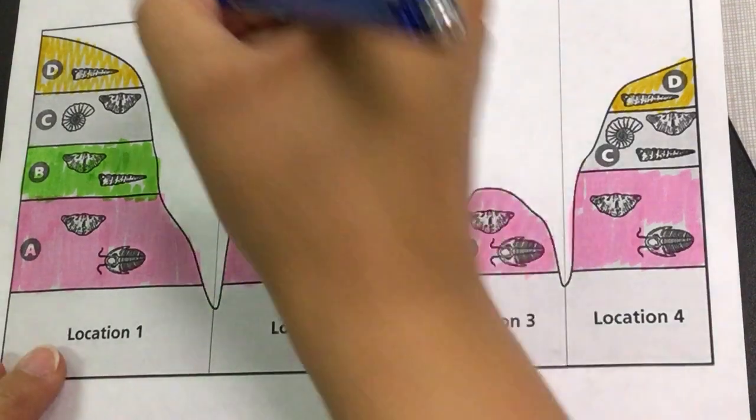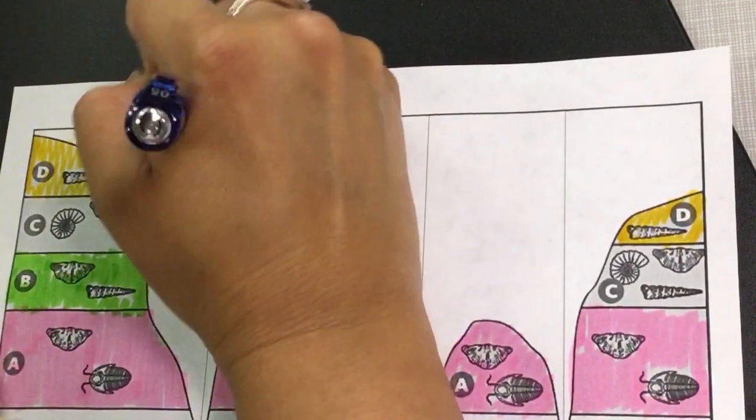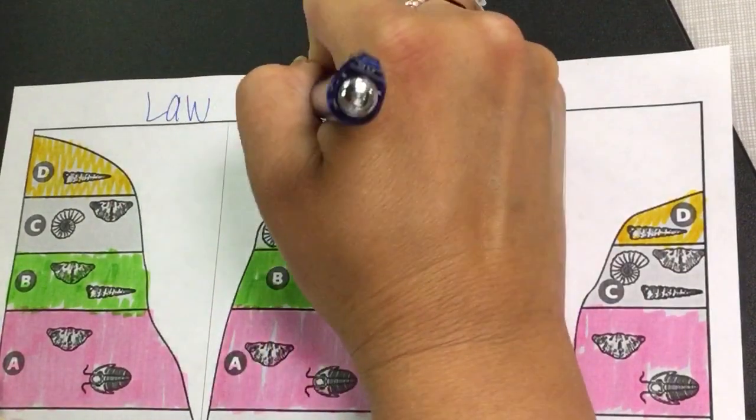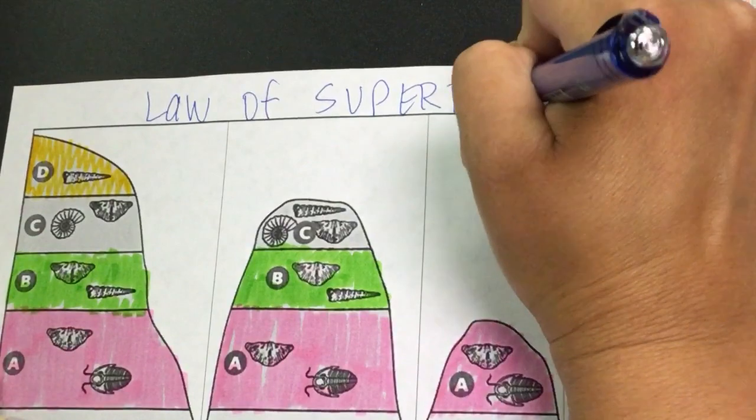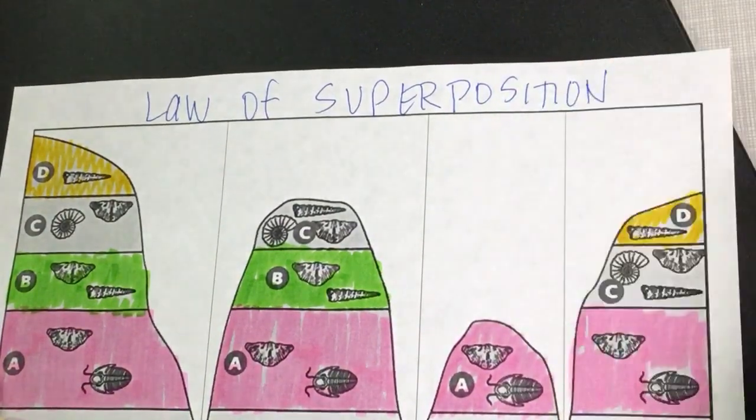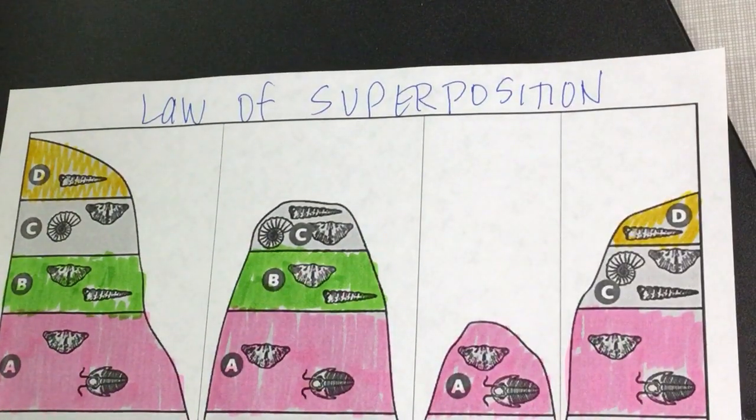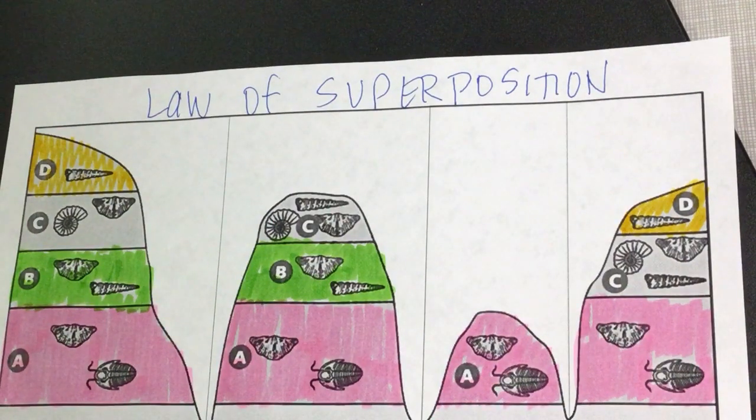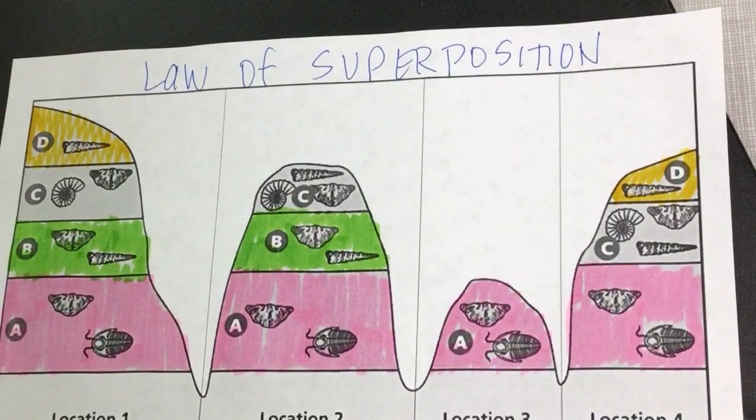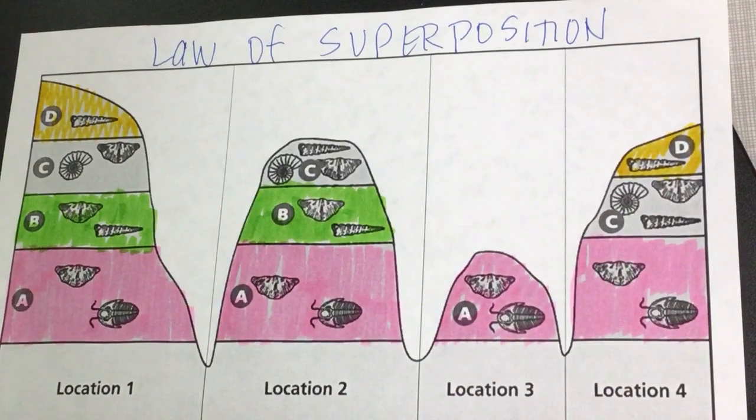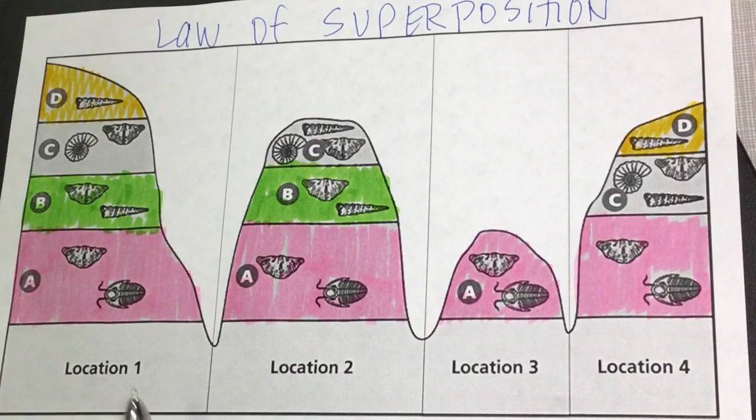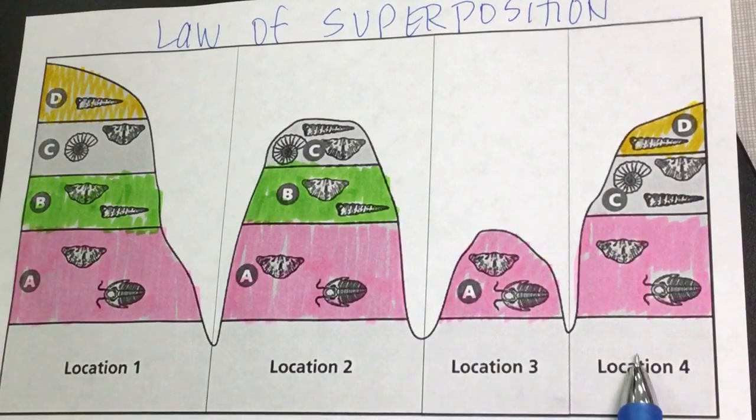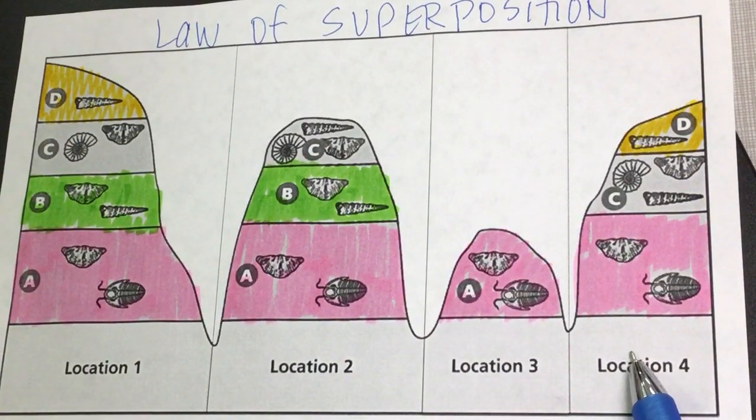Hey, super scientists, we are reviewing the law of superposition. So remember, this is a method of determining the relative age of rocks and helping us to see how old a rock layer might be based on the information that is around it or the fossils that it might contain. So I have an example here for you that shows us four different locations, four different strata of rocks.